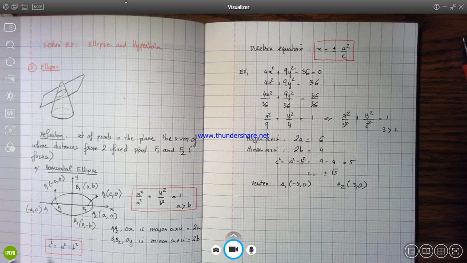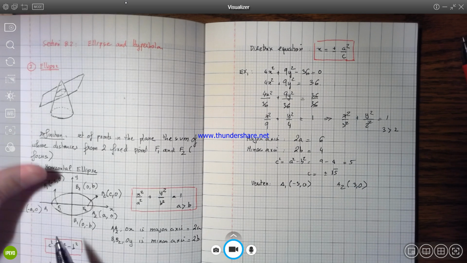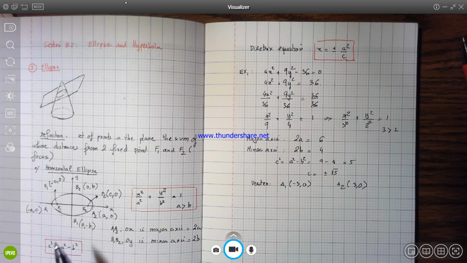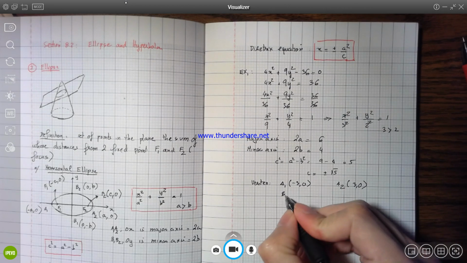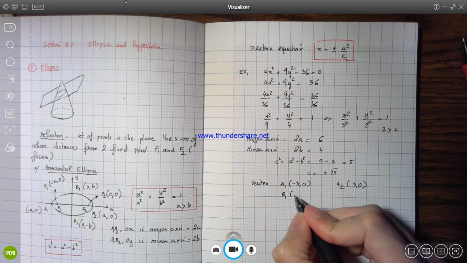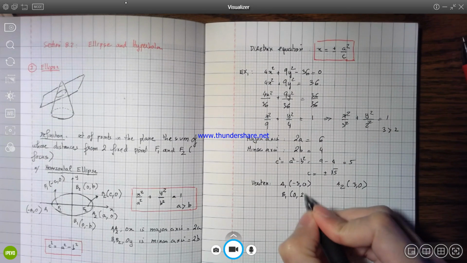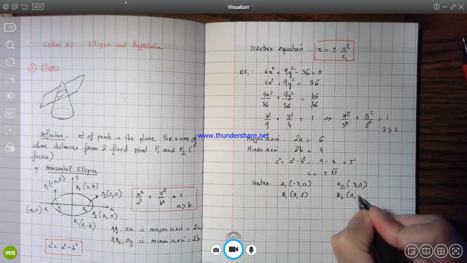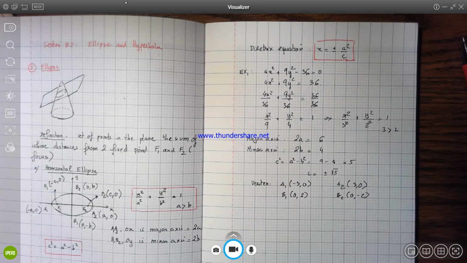Some textbooks say that the vertices are just a1 and a2. Some textbooks mention that all of them are vertices. In my opinion, b1 and b2 are vertices too, but it depends on the pre-calculus textbook. So I'm going to mention b1 and b2 as vertices also. So b1 will be 0, 2, and b2 will be 0, negative 2. So just write out all four vertices.